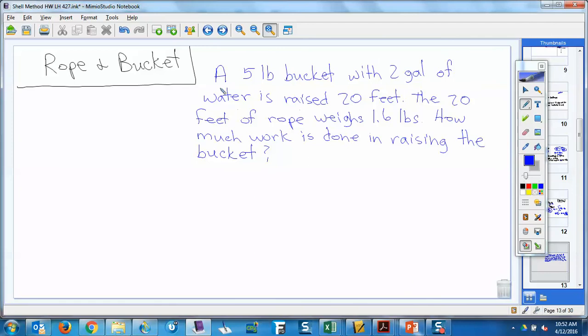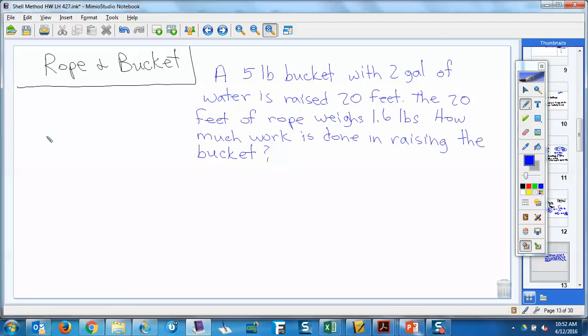The rope and the bucket. Okay, so we got a 5-pound bucket. We'll start here without there being any leak in the bucket. So we're going to have a 5-pound bucket. It's got 2 gallons of water that is raised 20 feet. The 20 feet of rope weighs 1.6 pounds. Okay? How much work is done in raising the bucket?